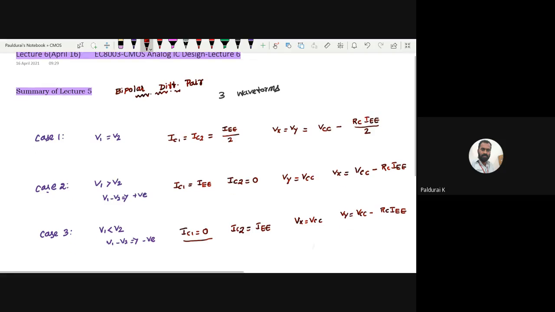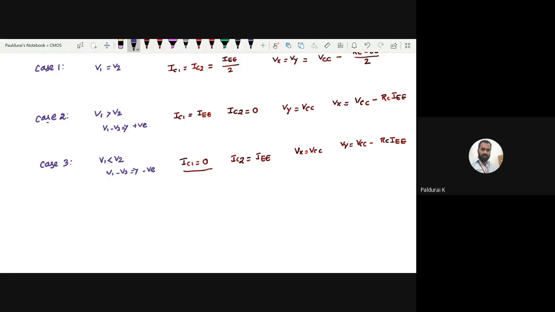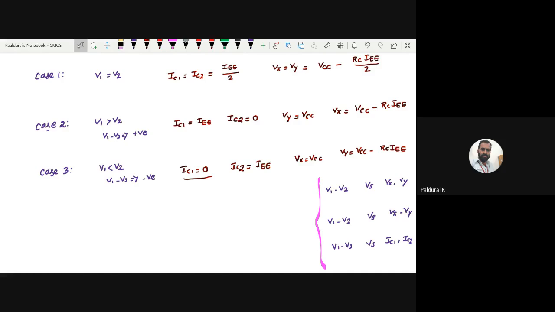So by using these three cases, my first input output characteristics, we have drawn three, right? First one is V1 minus V2 versus Vx, Vy. The next one, no change in the x-axis, on the y-axis this time Vx minus Vy. Third one, this time IC1, IC2. These three waveforms we have drawn. Once these three cases are understood, then let me draw that. First one, V1 minus V2, differential input voltage, versus the separate output voltages Vx, Vy, right?